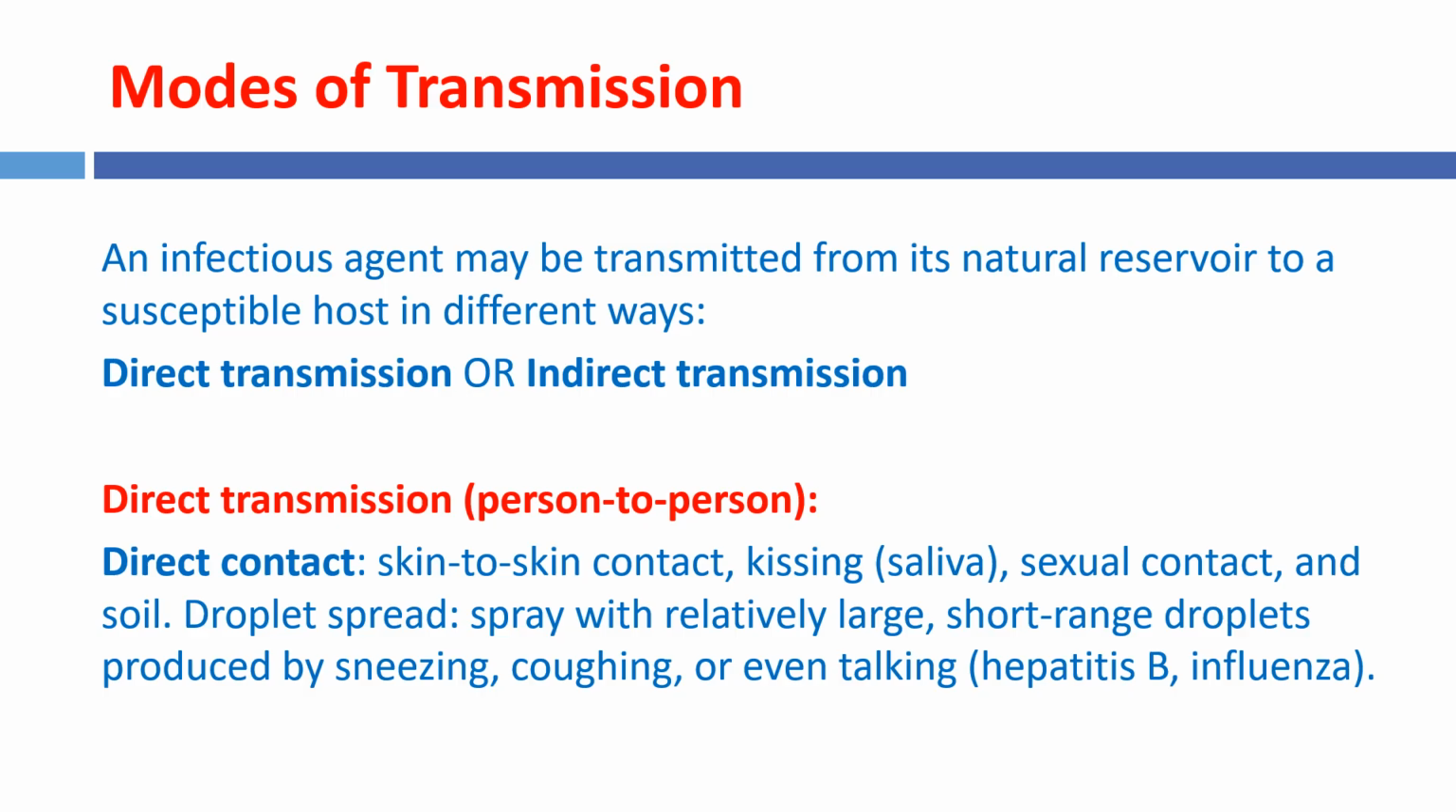The second way it can get transmitted is through droplet spread. This is also direct transmission. Droplets spread from a person who has the infection. Spray with relatively large, short-range aerosols produced by sneezing or coughing or even talking of a person with an infection. This is what happens in the transmission of polio, hepatitis also, HIV, and sure, influenza.